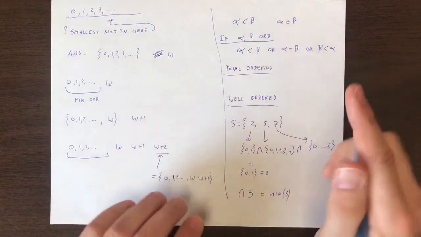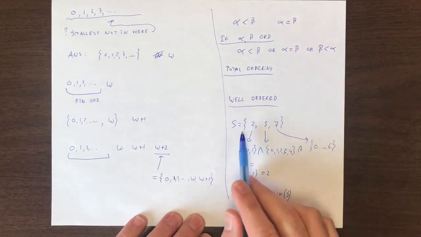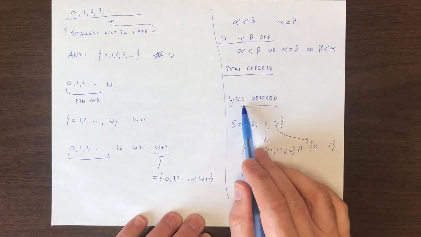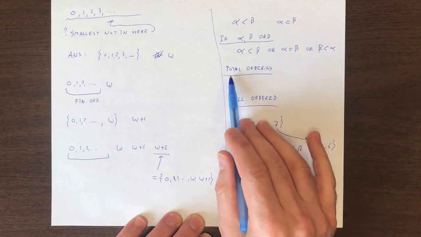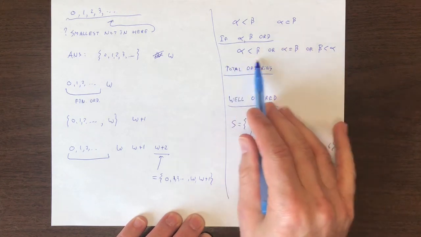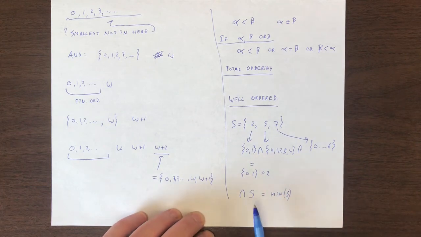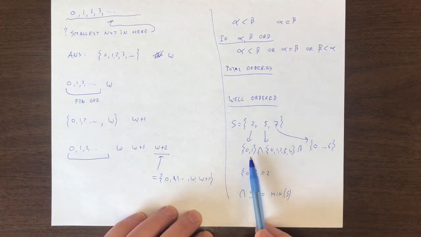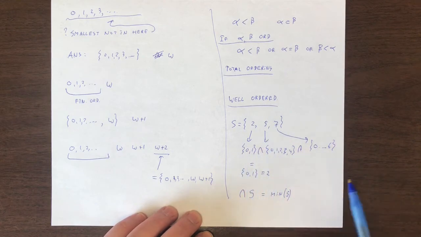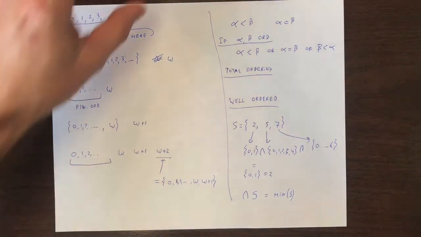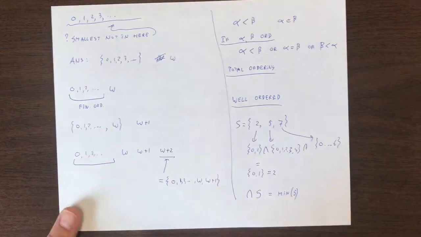That's one way to describe a well-ordered set. So a well-ordered set is a set that is well ordered if it is totally ordered, so it's already a really good ordering, but in addition it has another really good property, namely any set of elements will have a minimum.